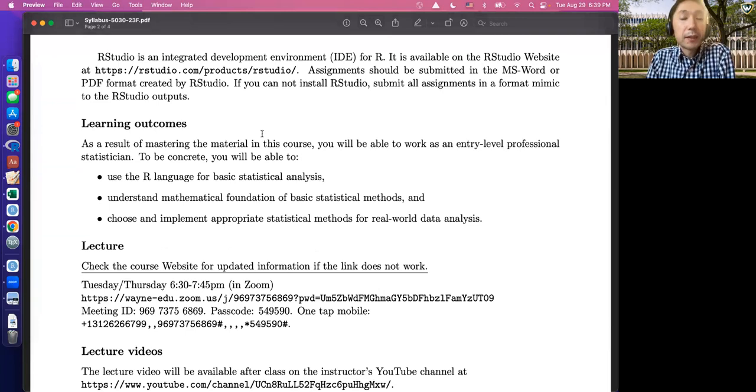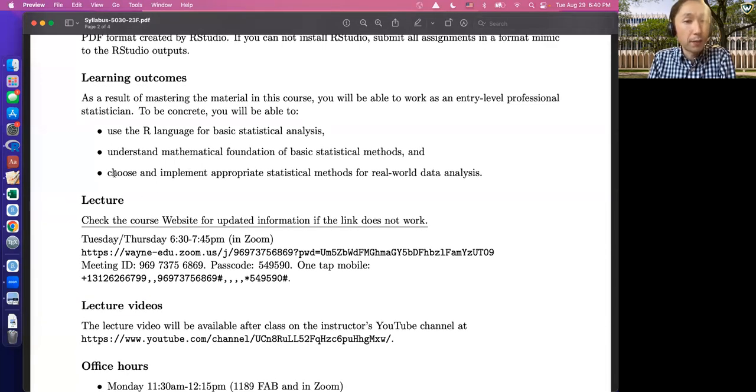And the learning outcomes: this course has 3 objectives. One is to use the R language for basic statistical analysis, so coding is one component. The second one is to understand the mathematical foundation of basic statistical methods, so more statistical theory. You have taken Stat 2210 or maybe B2100, but we study statistics at a little higher level.